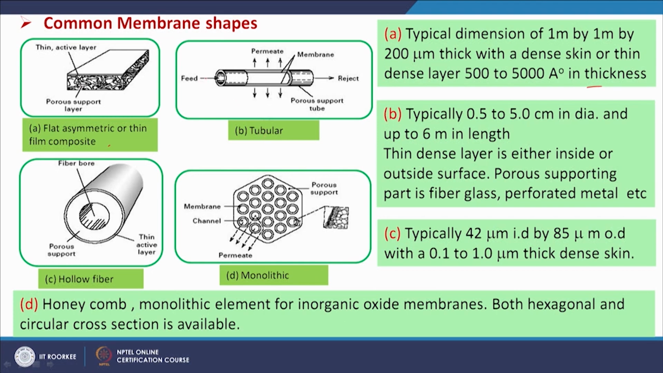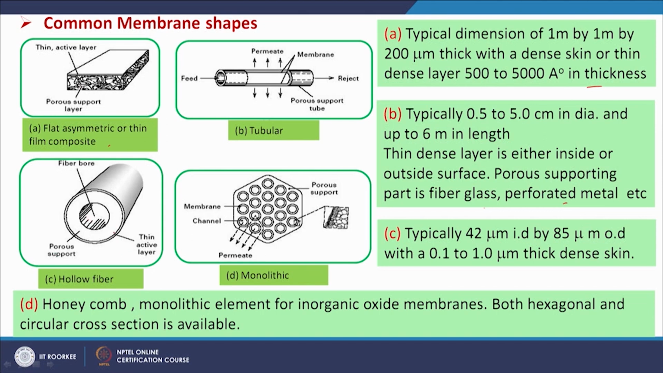And then we see the tubular membrane. We have feed inside, and from the outside we get the permeate, and from the inside we get the reject or the retentate. Okay. So, in this case it is typically 0.5 to 5 centimeter in diameter and up to 6 meter in length. The thin dense layer is either on the inside or outside surface, a thin layer of the membrane material, and the porous supporting part is fiberglass, perforated metal, etc. So, this is the tubular membrane shape.